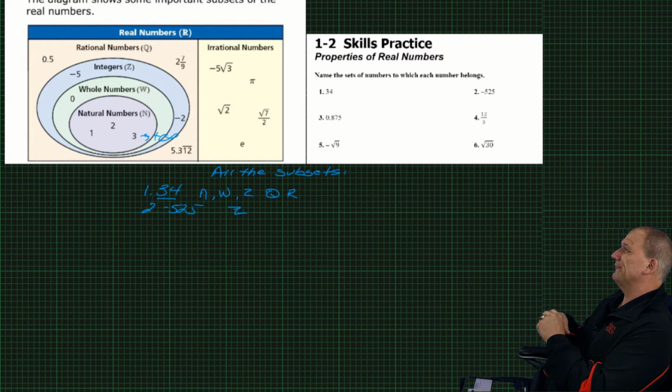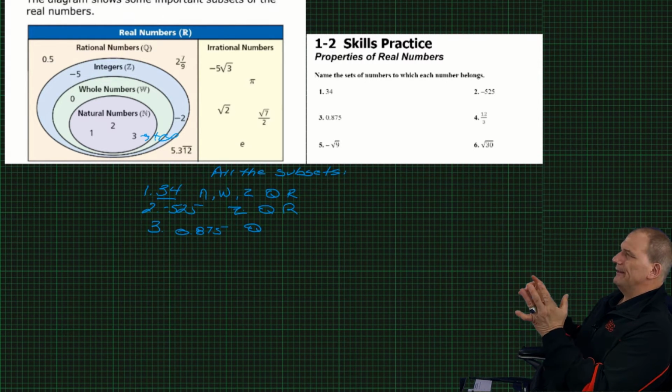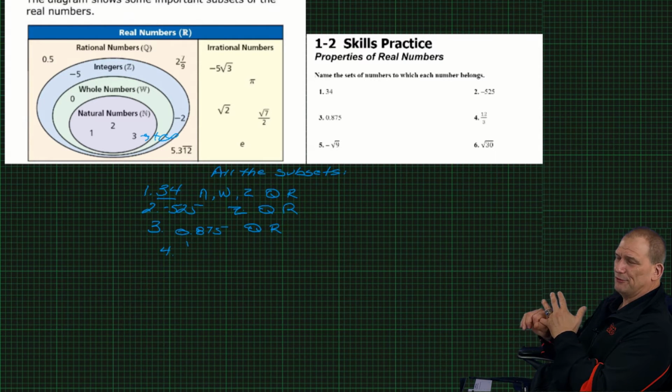Okay, let's look at negative 525. It's not going to be natural because that starts at 1. It's not going to be whole, that starts at 0. But it's going to be an integer, it's going to be rational, it's going to be real. 0.875. It's not going to be natural, whole, or an integer. They do not encompass fractions or decimals. It's going to be rational and it's going to be real.